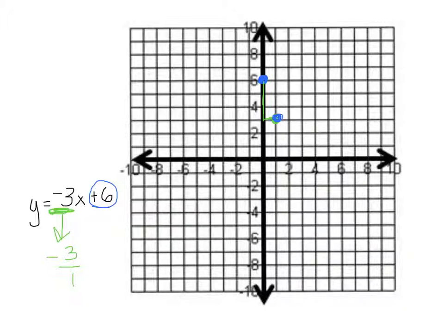I use blue. I can go down 3 and right 1 again. Put another dot. And really at this point, I've got a pretty nice graph, and I've got the equation of my line. So we're going to practice this a little bit more, but it's recognizing what is my y-intercept, what is my slope, and how does that translate to the graph.